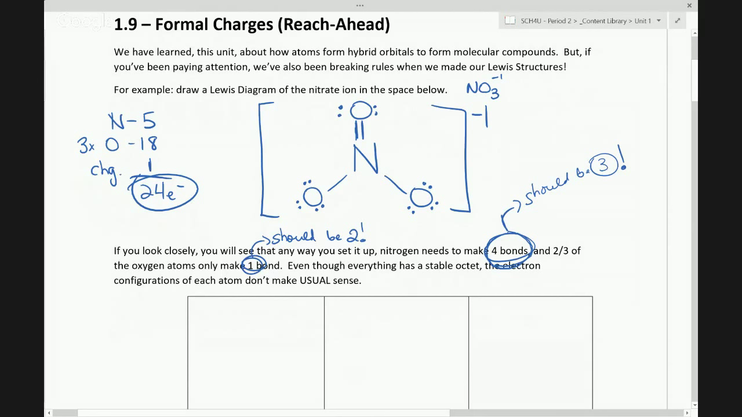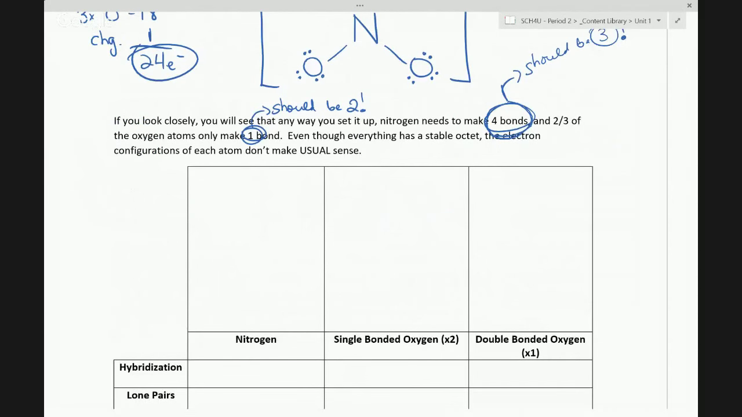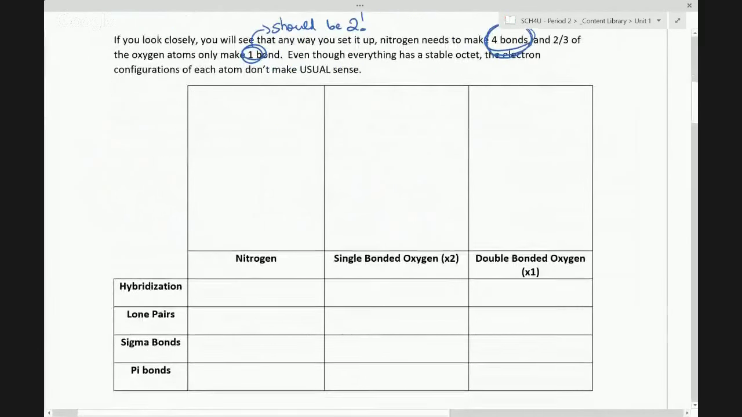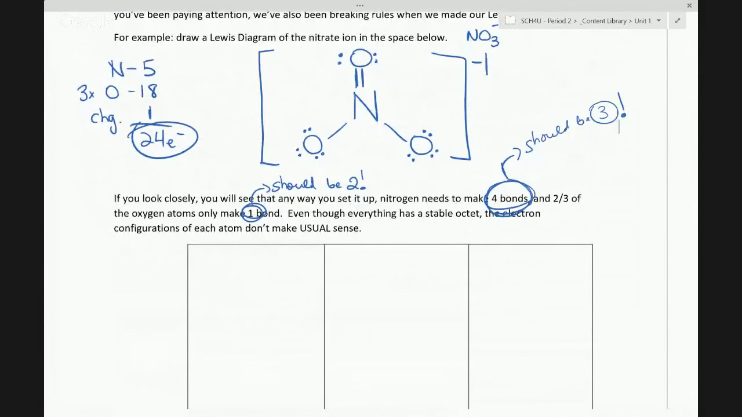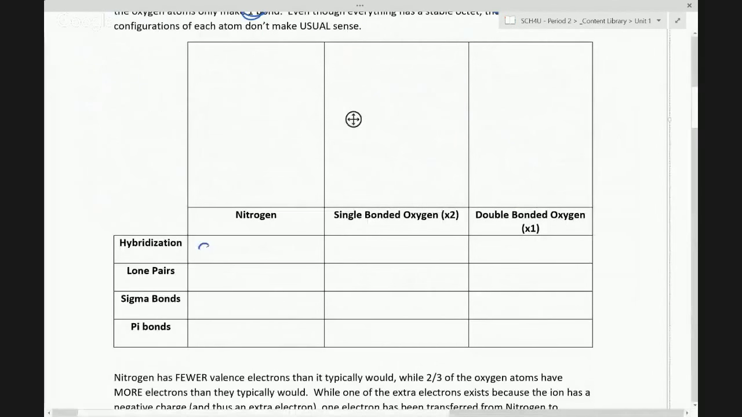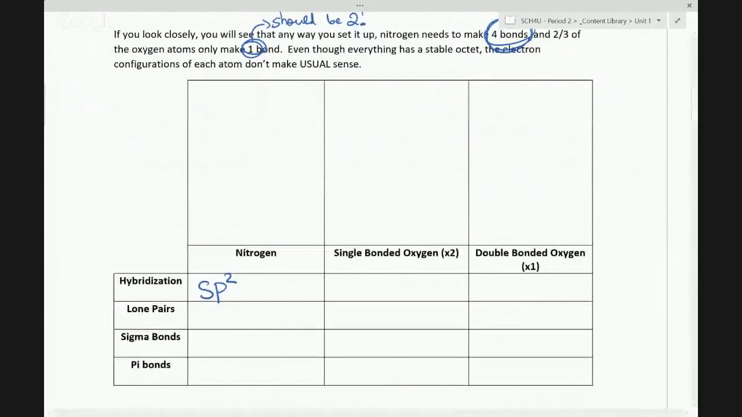So we have atoms here that are breaking the rules, all right? And if we look closely, we can draw electron configurations for these. All right, so if we look at nitrogen, nitrogen here is sp2 hybridization, right? Because it's making 1 pi bond. So it's an sp2 hybrid, and it has 0 lone pairs.